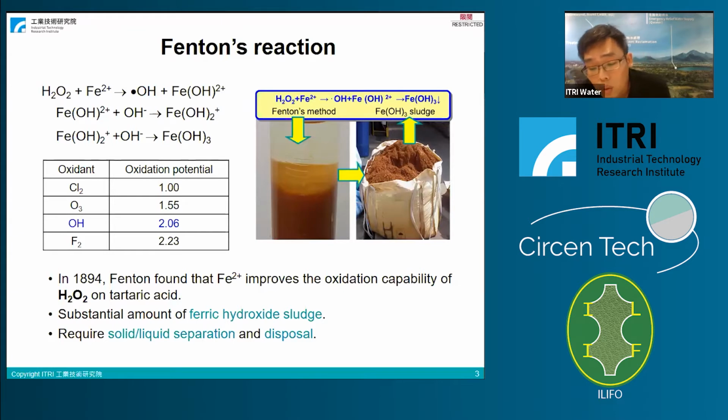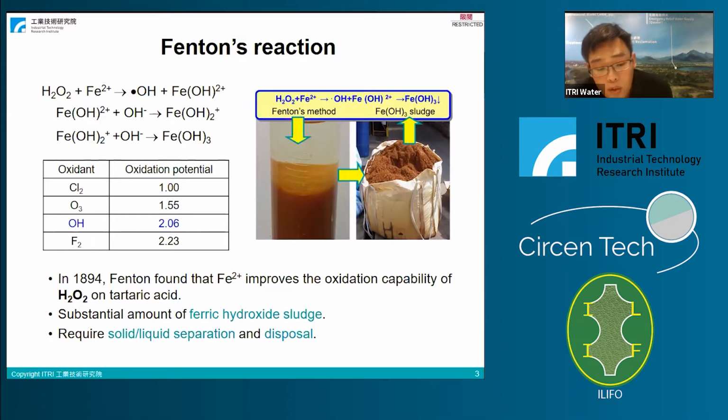The hydroxyl radical is one of the strong oxidants, and the oxidation potential of the hydroxyl radical is twice that of chlorine. This photo is ferric hydroxide sludge. In general, the color of the sludge is dark brown. In 1894, Fenton was the first person who found this reaction, so it is called the Fenton method.